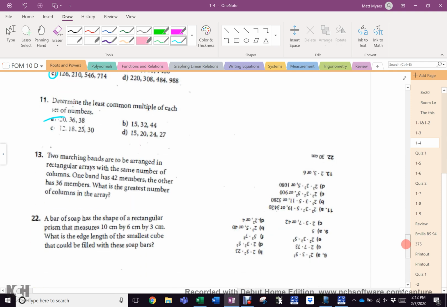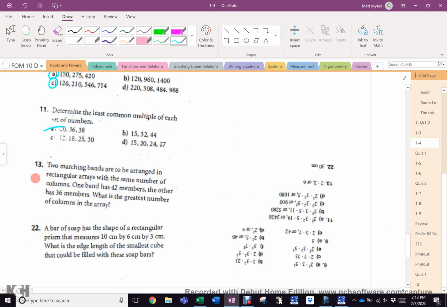Does everybody understand? Now, 13 and 22 are word problems. The answers are over here. Don't peek at the answer. If you're smart, you'll cover them up at home when you do these. Word problems, every kid has trouble with word problems. Just think about what it's asking.